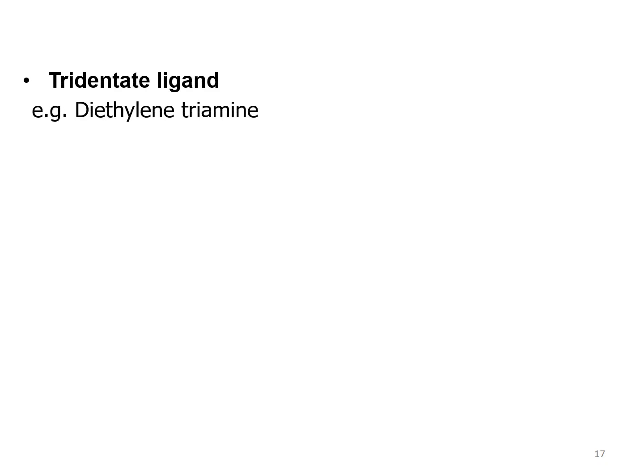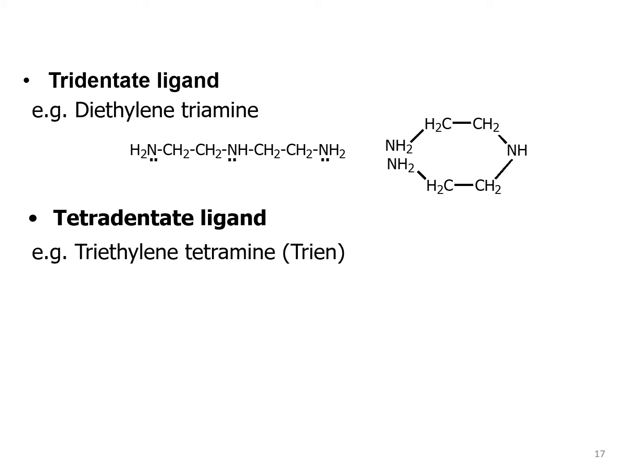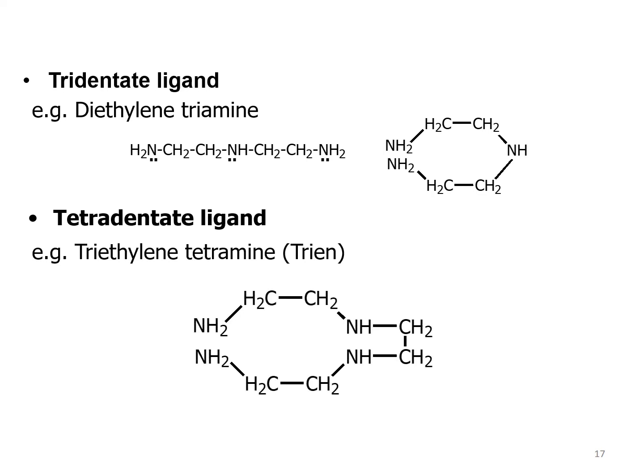Tridentate ligand, for example, diethylene triamine. Tetradentate ligand, like triethylene tetramine or trien. I do not need you to memorize these structures, you should only know the classification and an example of a compound that is related to each subclassification.